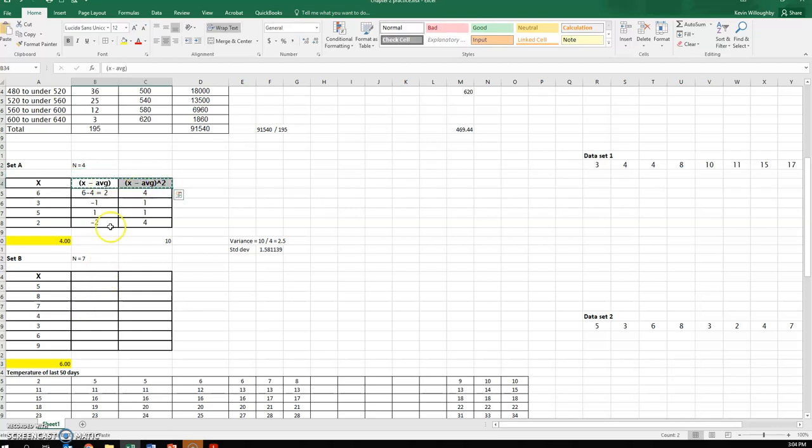So we have 2 columns that we need. X minus the average in that first column, and then the X minus average value squared. So 5 minus 6, negative 1, 2, 1, 2, negative 2, negative 3, 0, and positive 3. And in that third column, we square those values.